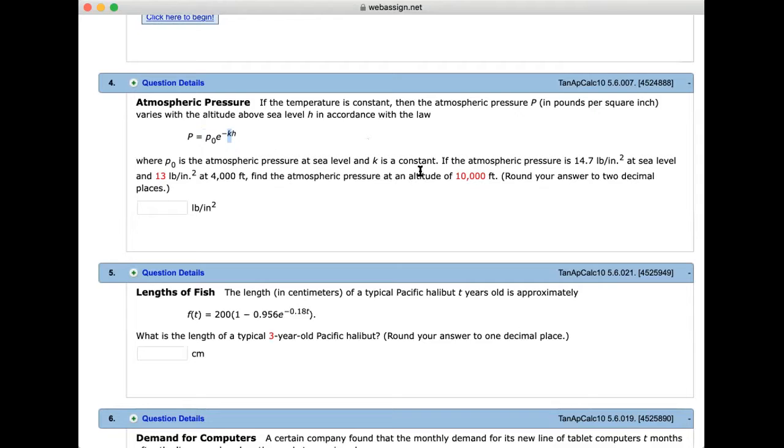So what I've done on the whiteboard, I've copied down our information here, the sea level atmospheric pressure, the pressure at 4,000 feet, which is 13 pounds per square inch, and then find the atmospheric pressure at an altitude of 10,000 feet.